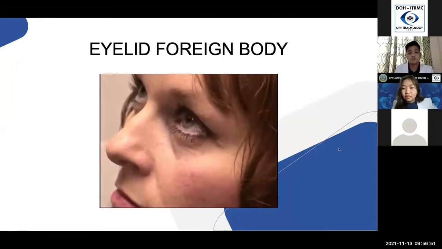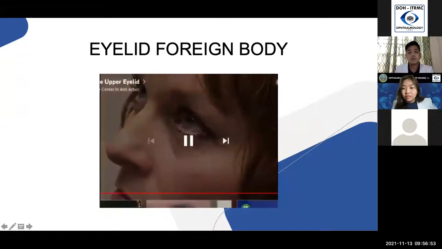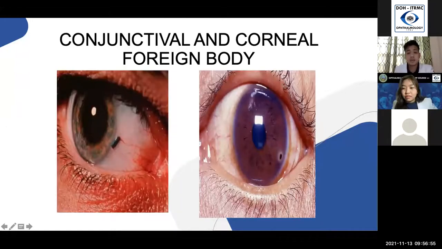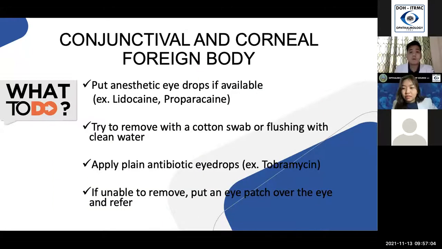So next one is conjunctival and corneal foreign body. The causes and signs symptoms is actually the same with the eyelid foreign body. The main difference is the location of the foreign body. So what can you do here?